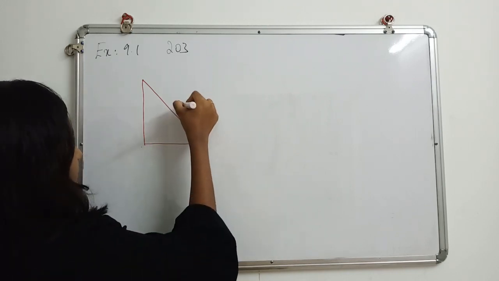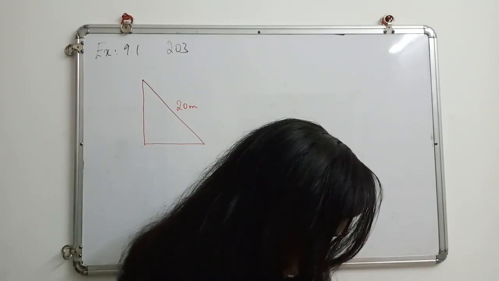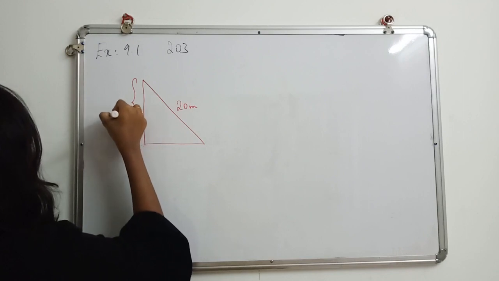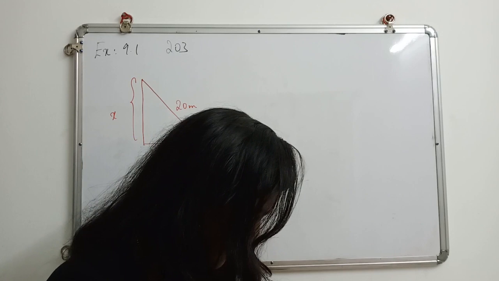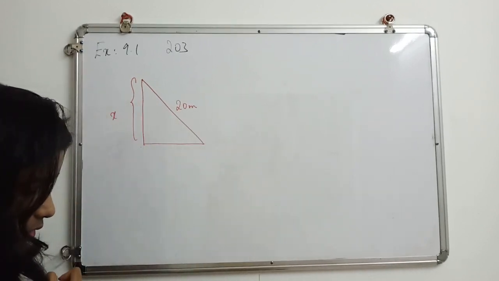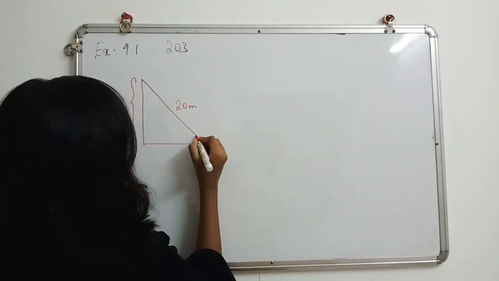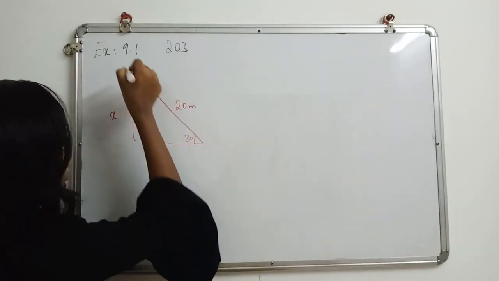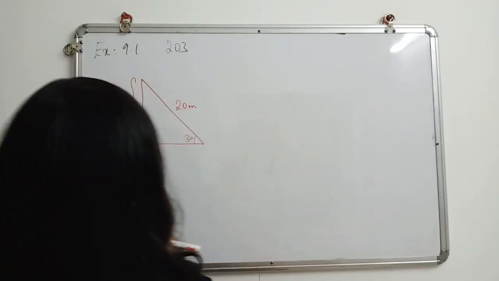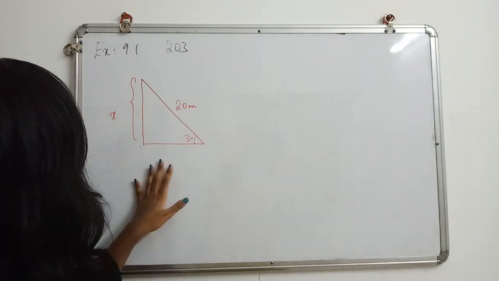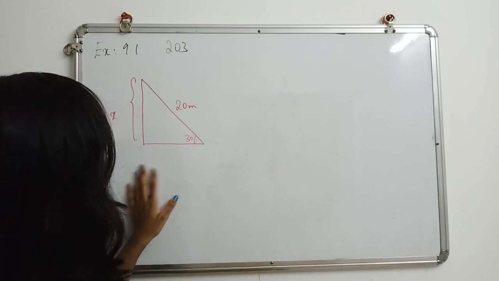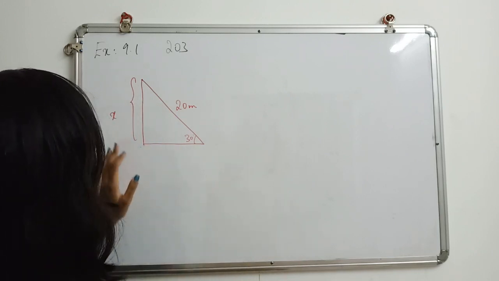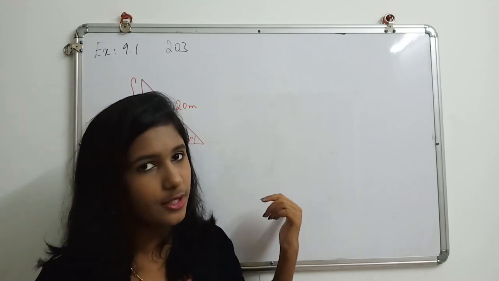Now this is 20 meter. The height of the pole has to be found. Let us consider it as x. Then the angle made is 30 degree by the rope from the ground to the top of the tower. So it's 30 here. Now we have to find the height of the tower, the height of the pole, that is x here. Here we have 30 degree, and we have to find the opposite while the hypotenuse is given.